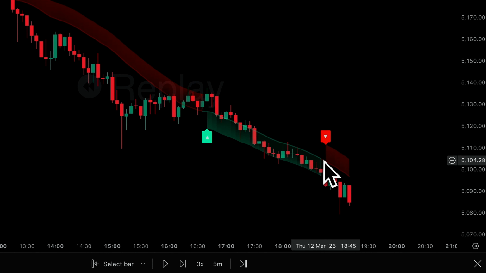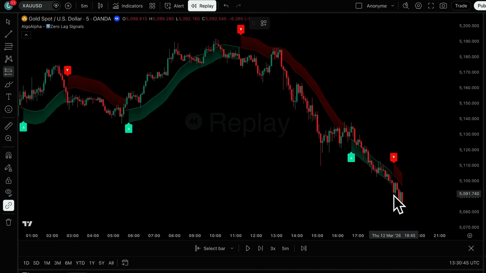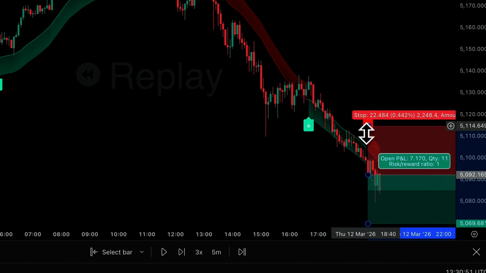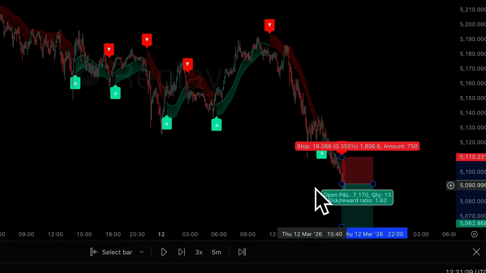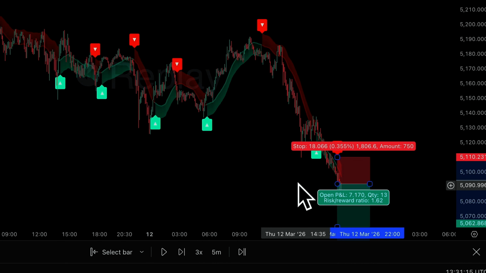The green baseline becomes a red baseline. And a third condition, when the signal is given, the candle is bearish. So the candle is in the same direction as the signal. When you see that, you sell at the close of the bearish candle that gives the signal. Right here, you set your stop loss at the top of the zero lag zone, and you aim for a risk reward of 1.5 or 2 times.